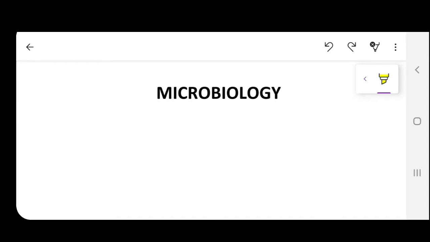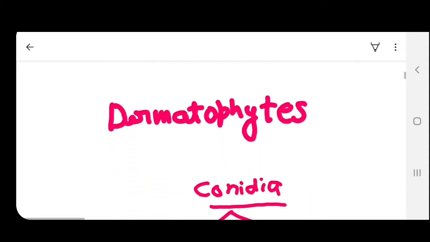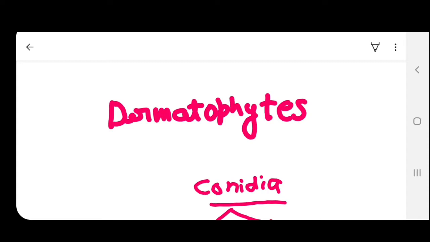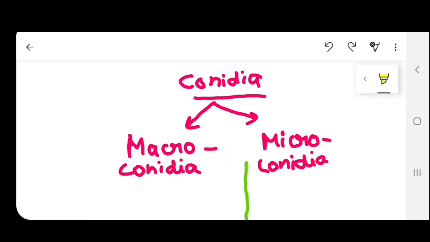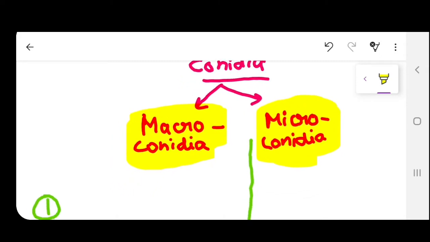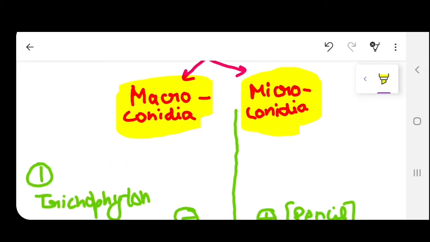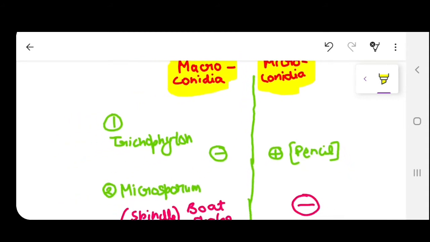So in this video, I'm going to discuss a very important topic from microbiology, that is dermatophytes. So guys, let us start. First of all, there are two types of conidia, macroconidia and microconidia, in the dermatophytes. So guys, what are the differences between macro and micro? It's a very important topic.